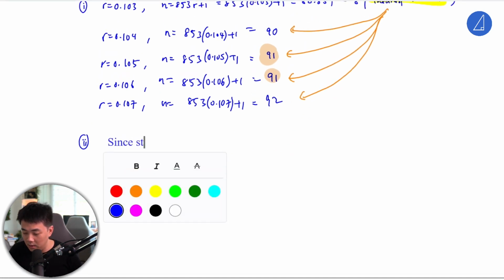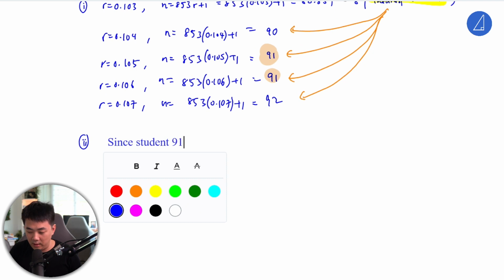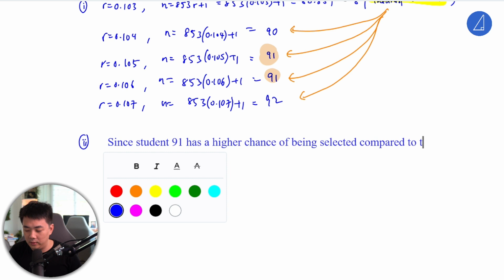Since student 91 has a higher chance of being selected compared to the rest in part 1, this suggests that this method is biased and non-random. That's it.